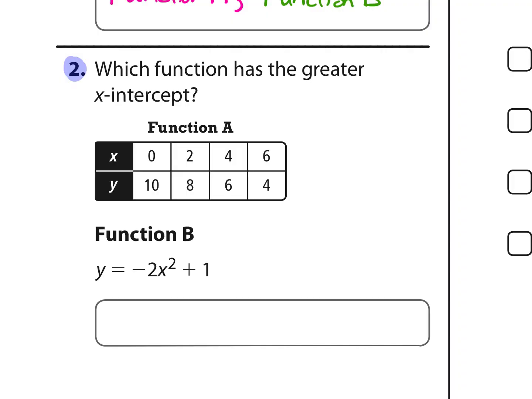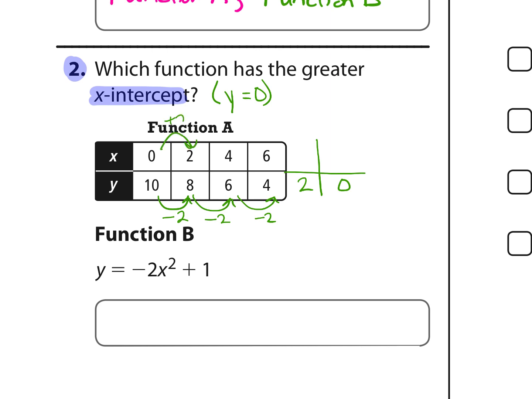Number 2, which function has the greater x-intercept? We don't use x-intercepts much, but we do use them sometimes, and that is where y is equal to 0. So looking at this function a, I don't have where y is 0, but I do notice that y is going down 2 every time. So if I extended this table on out, I could go down 2 to get 2 and go down 2 again to get 0. Notice that the x's are going up 2 every time. So if I extend this table, x, when I add 2, I get 8, and then adding 2 again, we get 10. So in this case, the x-intercept is 10.